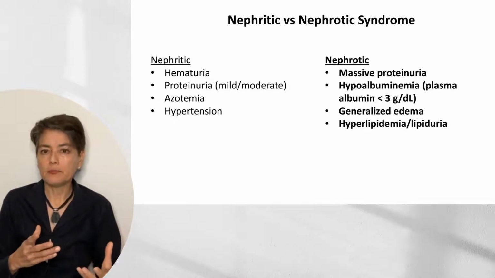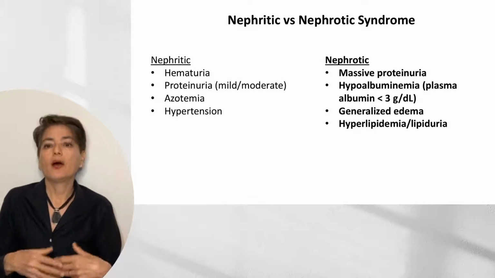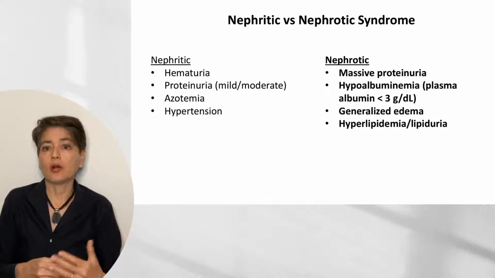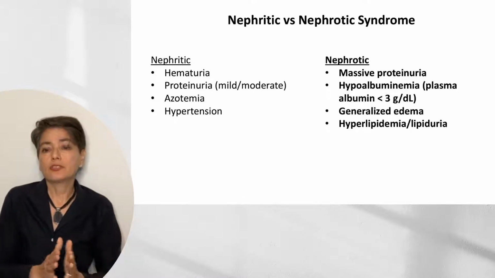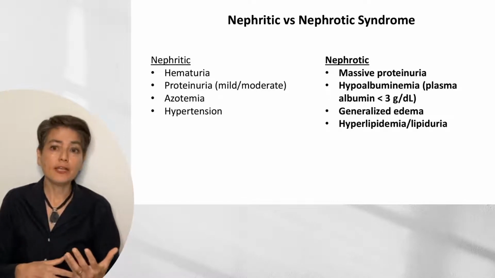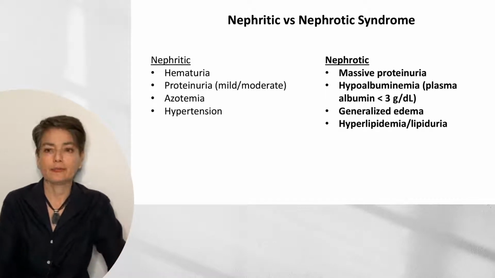Instead of that mild to moderate proteinuria, we have massive proteinuria, and because of that, we're going to be losing a lot of albumin. So our plasma albumin is going to be less than 3 grams per deciliter. This is going to result in some changes that are going to lead to generalized edema and hyperlipidemia as well as lipiduria. So let's talk about why we see this.